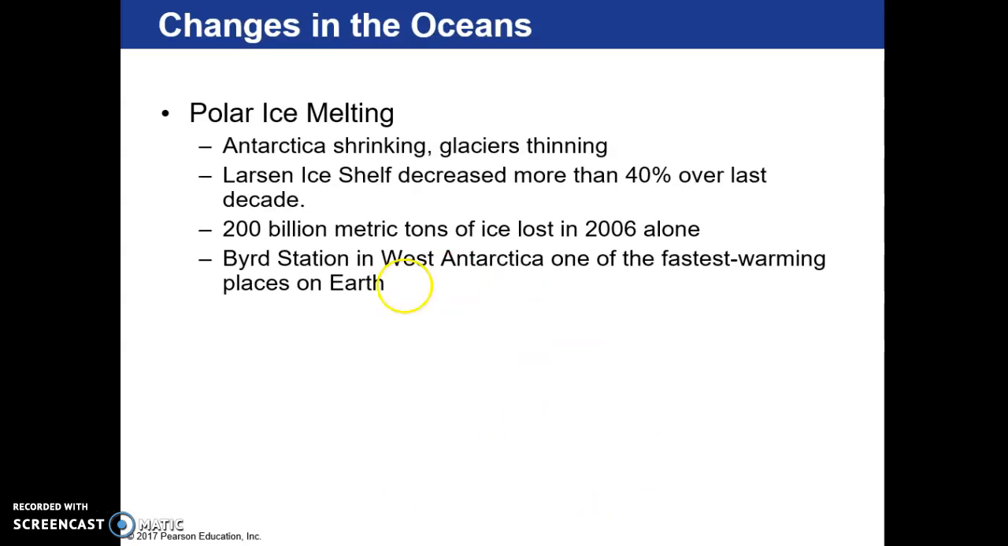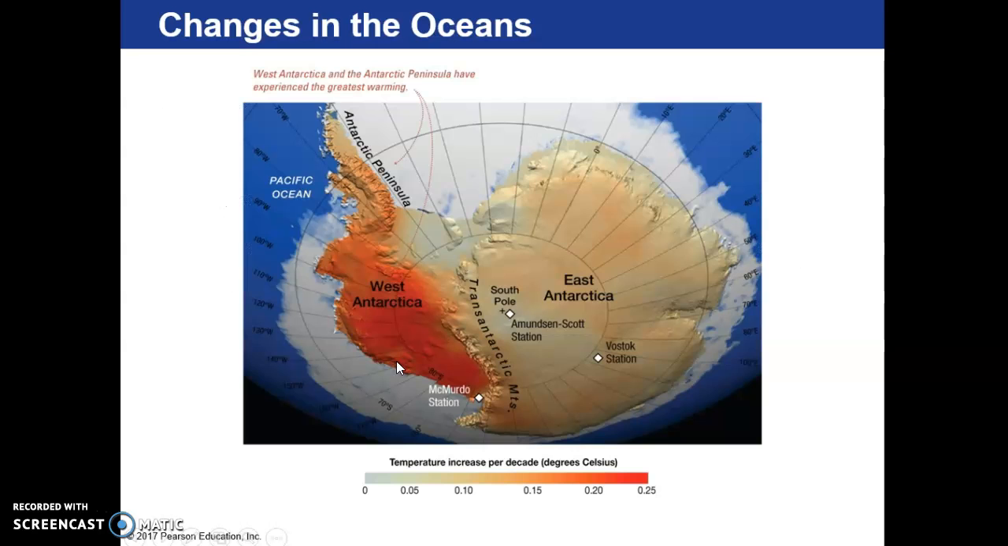And interestingly enough, West Antarctica is one of the fastest warming places on Earth. So this kind of falls in line with what we were talking about, that polar amplification. For whatever reason, West Antarctica is experiencing high rates of change. So again, it's not now the warmest place on Earth, but the rate at which it's changing is very high compared to other places.